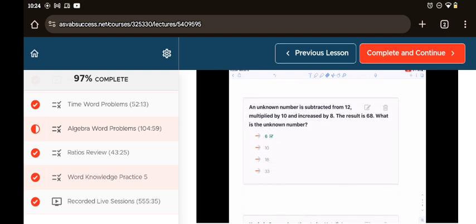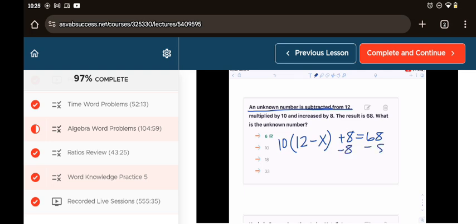Next question. It says, an unknown number is subtracted from 12, multiplied by 10, and increased by 8. The result is 68. What is the unknown number? Okay, so this kind of question is actually different from the last couple questions we've done. So we have to go step by step in the question itself. An unknown number is subtracted from 12. So that means 12 minus some unknown number, which means x, multiplied by 10, and increased by 8. And the result is 68.